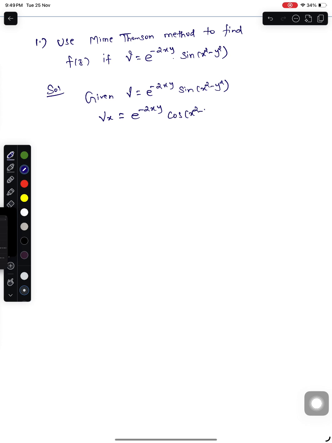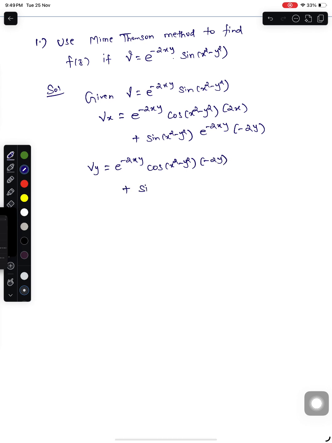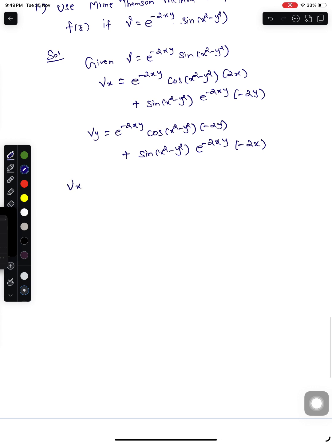So Vx is e power minus 2xy into the differentiation of sine, which is cos of x square minus y square into 2x, plus sine of x square minus y square into e power minus 2xy into the differentiation of minus 2xy, which is minus 2y. Also, we'll find Vy. Vy is e power minus 2xy into cos of x square minus y square into minus 2y, because the differentiation of minus y square is minus 2y, plus sine of x square minus y square into e power minus 2xy into the differentiation of minus 2xy, which is minus 2x with respect to y.